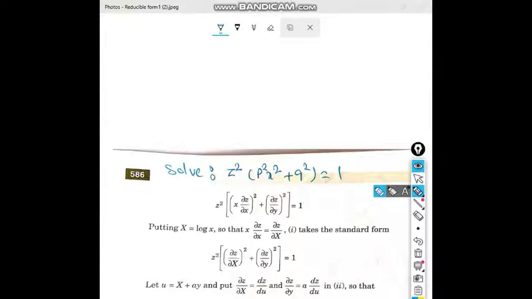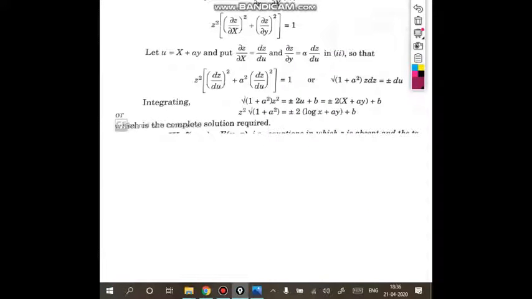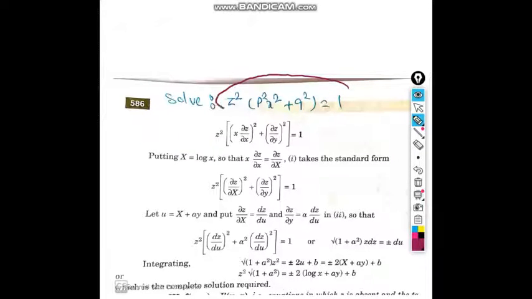Okay, we'll start a second example. Second example of reducible form. The example is taken from the textbook only. The question is: solve z square in bracket p square x square plus q square equal to 1. The main important thing that we should observe is that it contains p, q, z and x also.